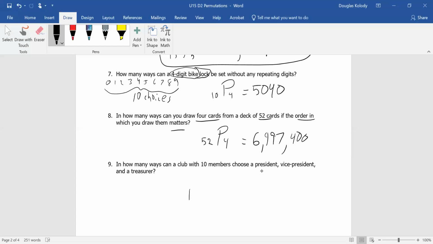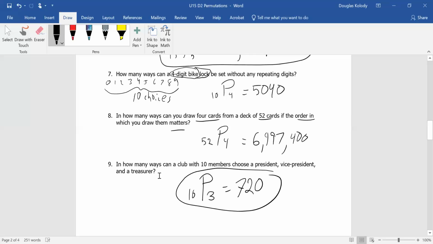So 10 members altogether, but you're only choosing 3 of them, and the order definitely matters. That represents 720 ways to get this done. This isn't so bad, is it?